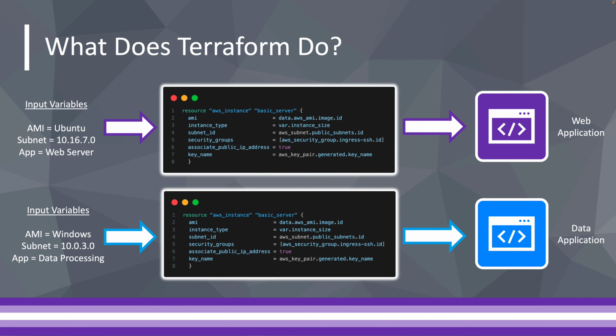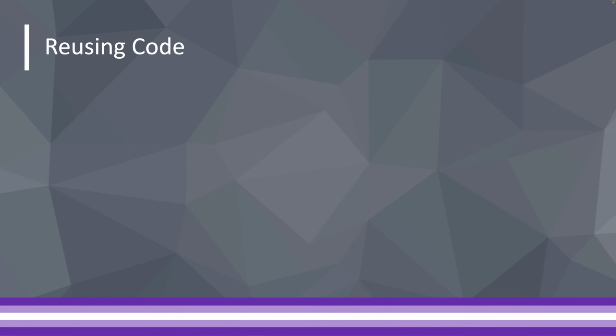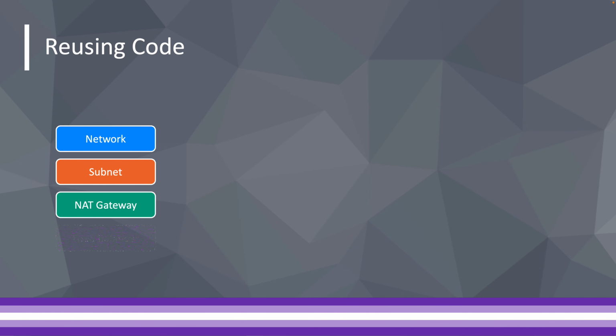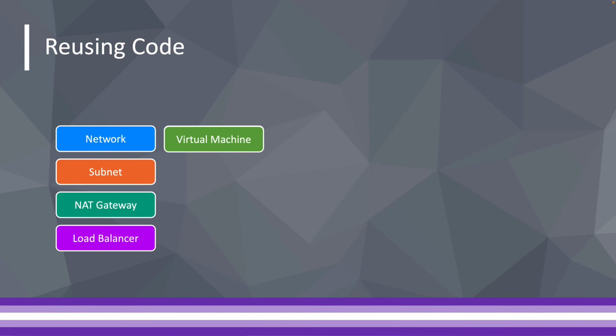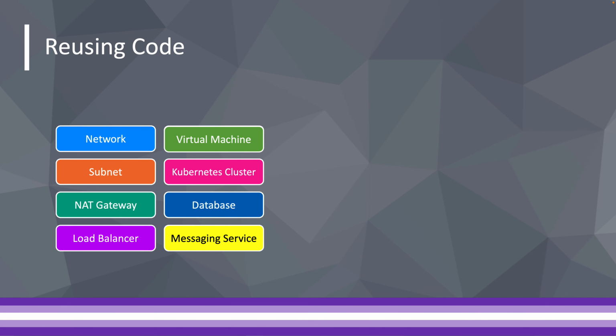So you can see how beneficial it is by creating our infrastructure as code and simply reusing that in order to create different workloads. So let's take this one step further and see how we can reuse our code. Let's say that we start creating our Terraform code. And as we are working in our environment, we find that we're writing network configurations. We're writing subnet configurations, configurations for NAT gateway, load balancers, different types of virtual machines, maybe even a Kubernetes cluster, a database, messaging service. All of these are resources that many organizations use to make up their applications.